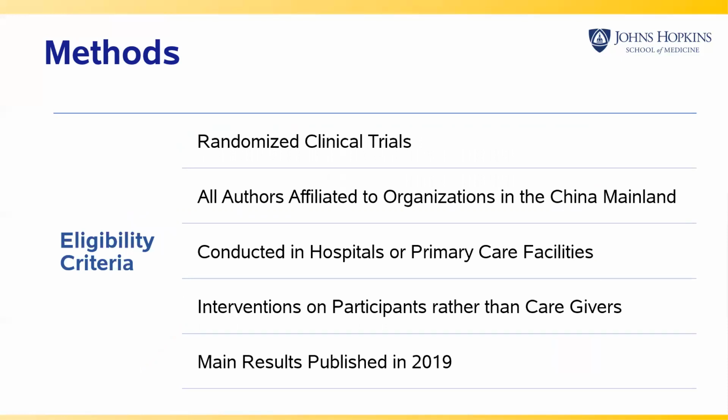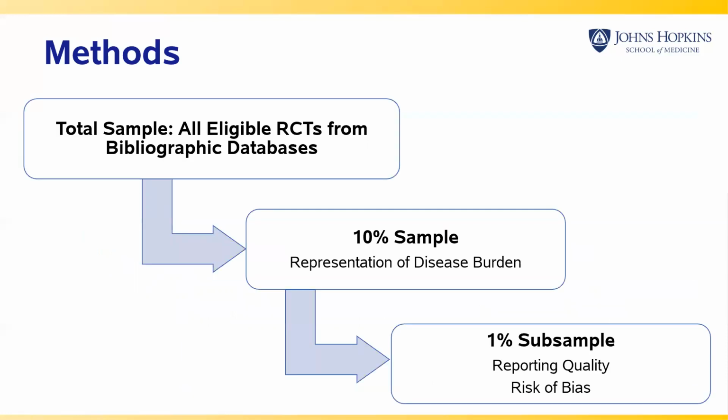Eligible studies were RCTs that were conducted in hospitals or primary care facilities, assessing interventions on participants rather than caregivers, with all the authors affiliated to organizations in the China mainland and were published in 2019. Among all eligible RCTs from bibliographic databases, we took a 10% random sample to assess the representation of disease burden. Then we took a 1% random sample to assess the reporting quality and risk of bias.